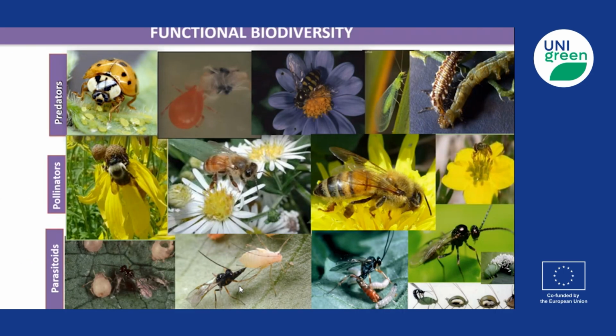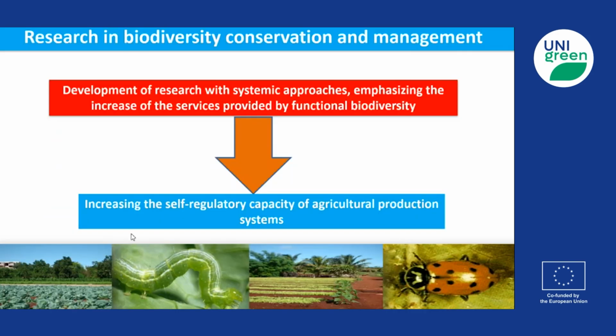And the idea is to enhance this functional biodiversity in the case of predators, pollinators, and parasitoids. We are doing a lot of research in biodiversity conservation and management, in order to increase the self-regulatory capacity of natural production systems.